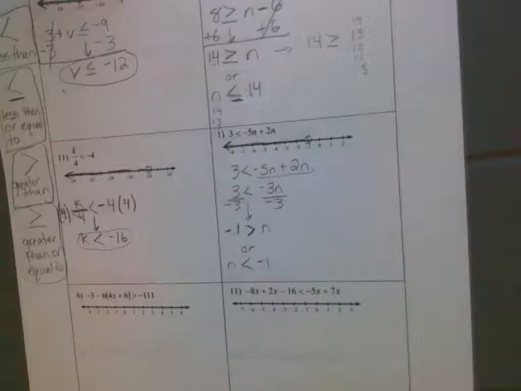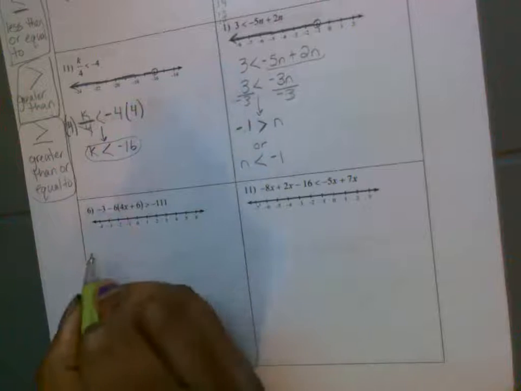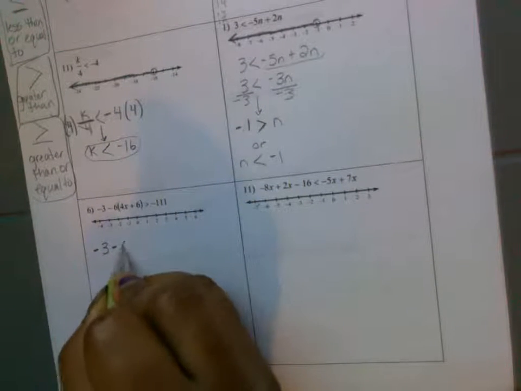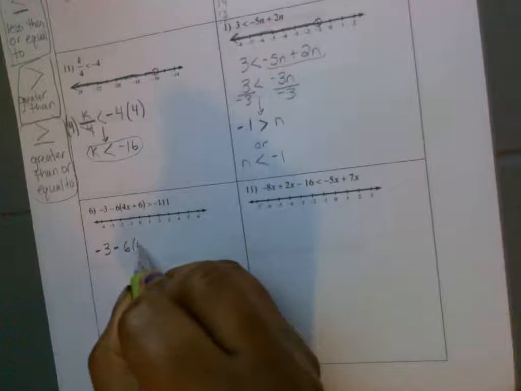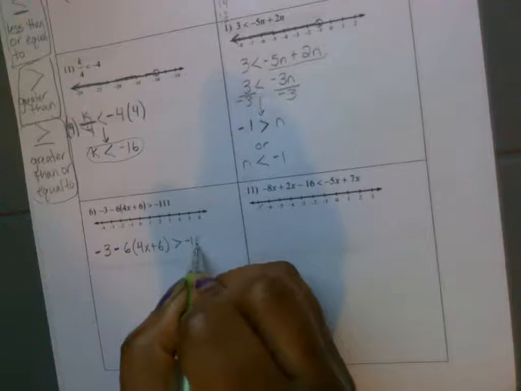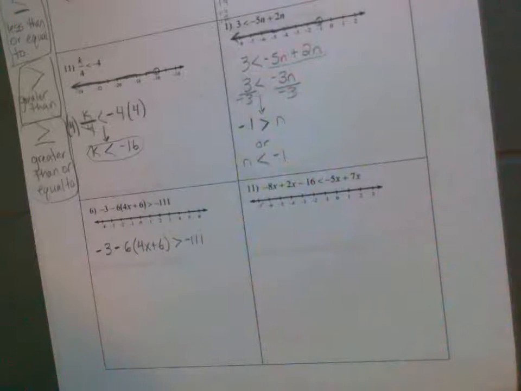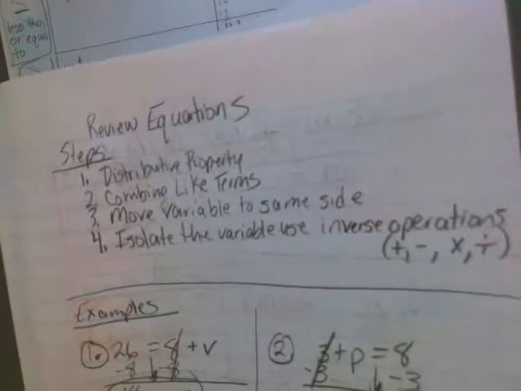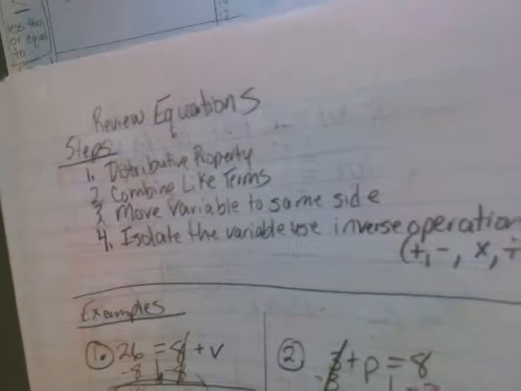All right, I'm going to pause real quick. Number 6, you have negative 3 minus 6, parentheses 4x plus 6. This is a longer problem. So it's very important that you follow the steps for the longer problems, okay? So you can keep yourself organized.